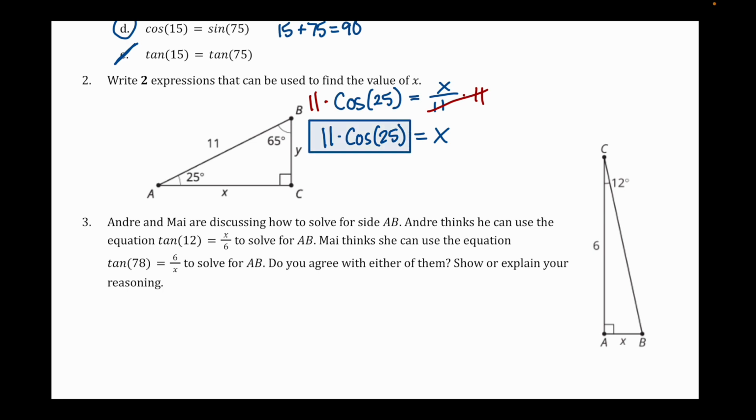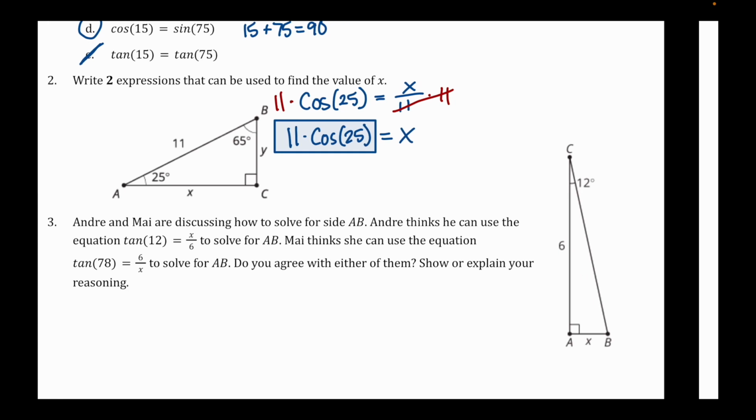Now technically we can use x as part of this and have the equation, but they just wanted the full expression solved, instead of just writing out cosine 25 equals x over 11. They wanted us to do the work so that it's solved for x.